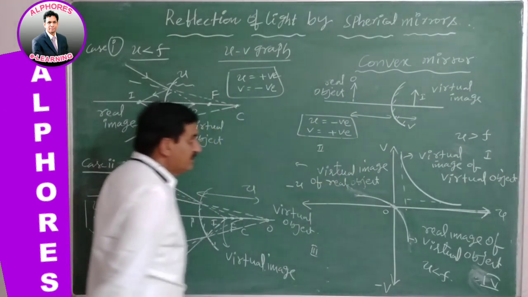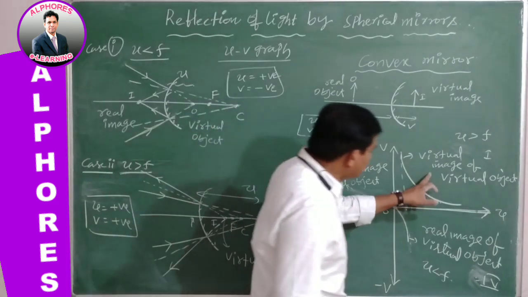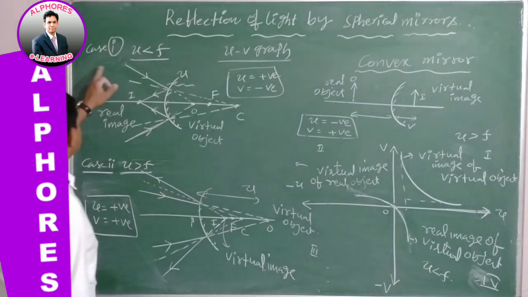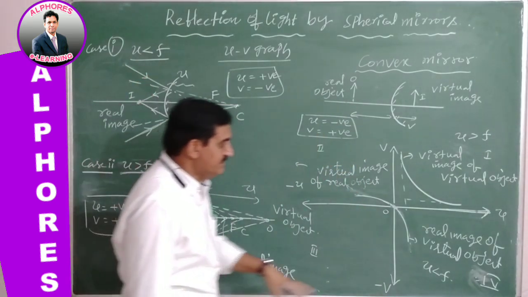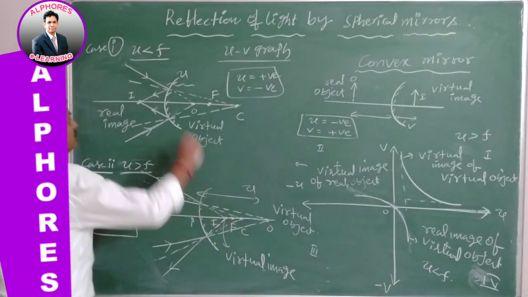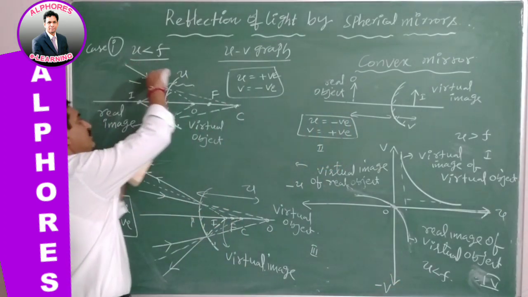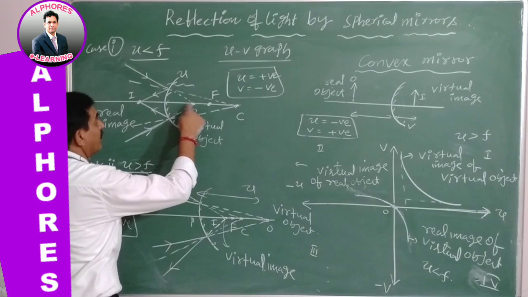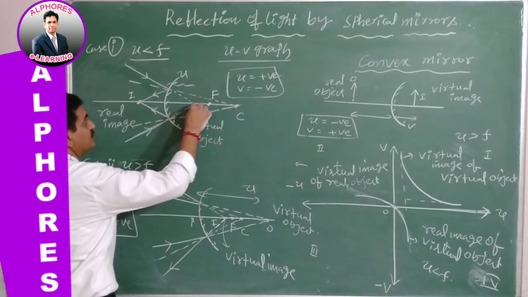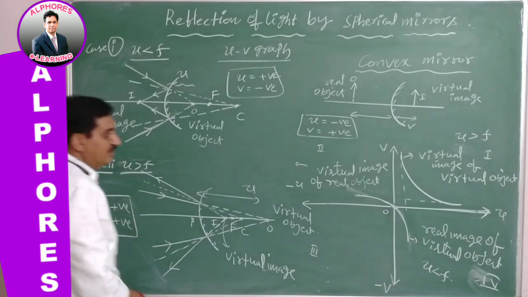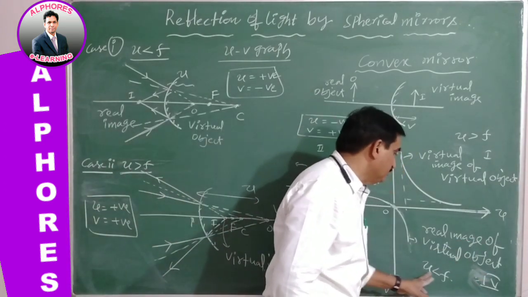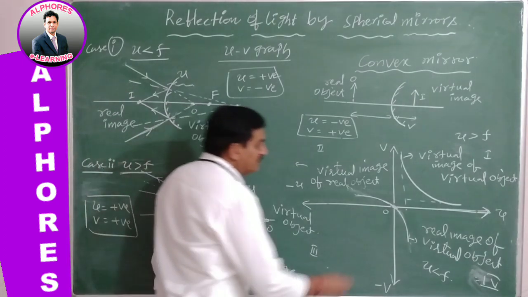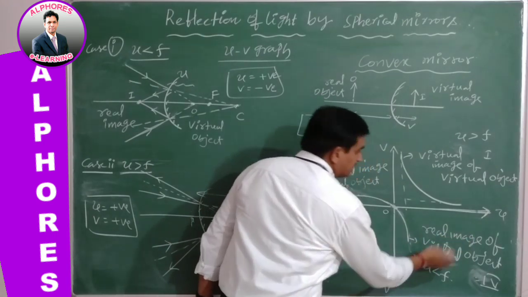Then regarding these 2 more cases. So this is one case, this is another case. See here, case 1, u less than f. In this case, light rays converge to a point of convergence, taken to be a virtual object. After reflection it is giving a real image. So for a virtual object, the image is real. Therefore, real image of virtual object when u is less than f. That is possible for a convex mirror.